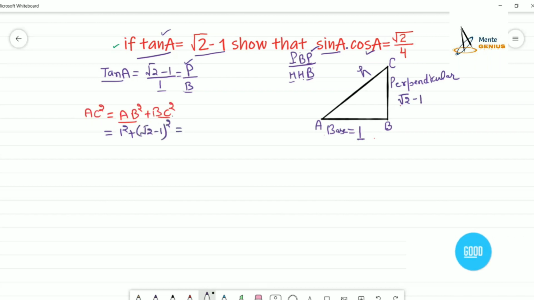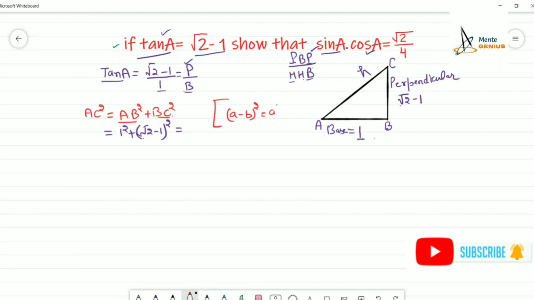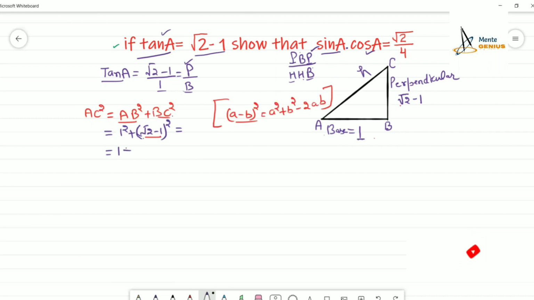Its square will be equal to, guys, we will use a formula: A minus B whole square is equal to A square plus B square minus 2AB. We will use this formula to open this one. Okay, now find out the values here. Solving it, root of 2 square, I am applying this formula here. Root of 2 square minus B is here 1.